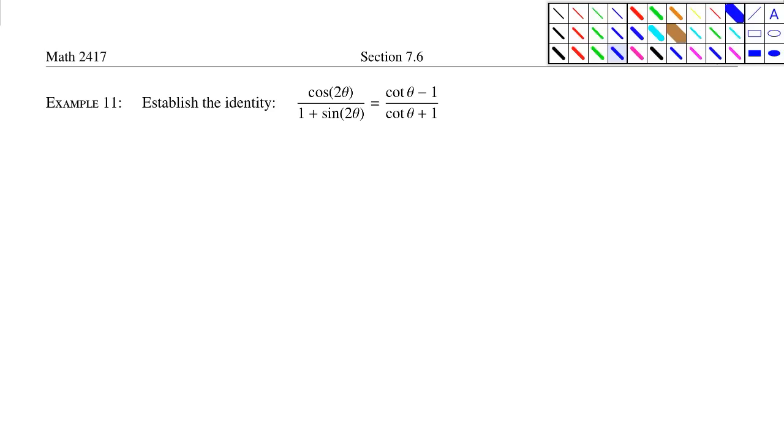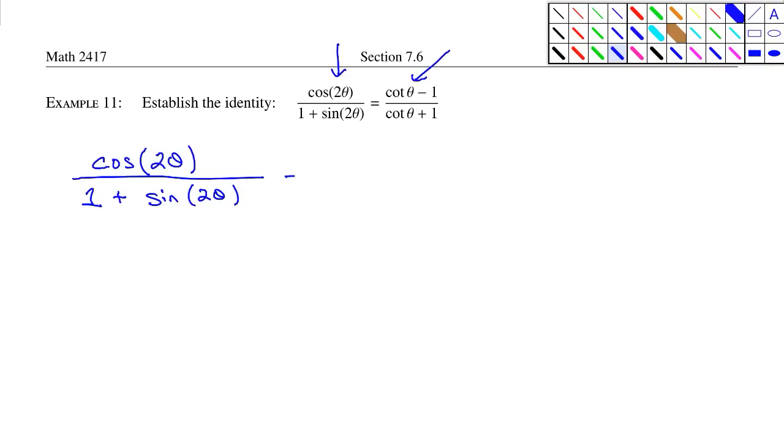Example 11. Establish the identity. Cosine of 2 theta over 1 plus sine of 2 theta is equal to cotangent theta minus 1 over cotangent theta plus 1. So let's establish the identity. Start with the left side. The first thing I notice in particular about this problem is that there are 2 thetas on the left side, the trig function of 2 theta, but on the right side it's only regular 1 theta. So we do need to use the double angle identities to work this out to produce the single thetas.